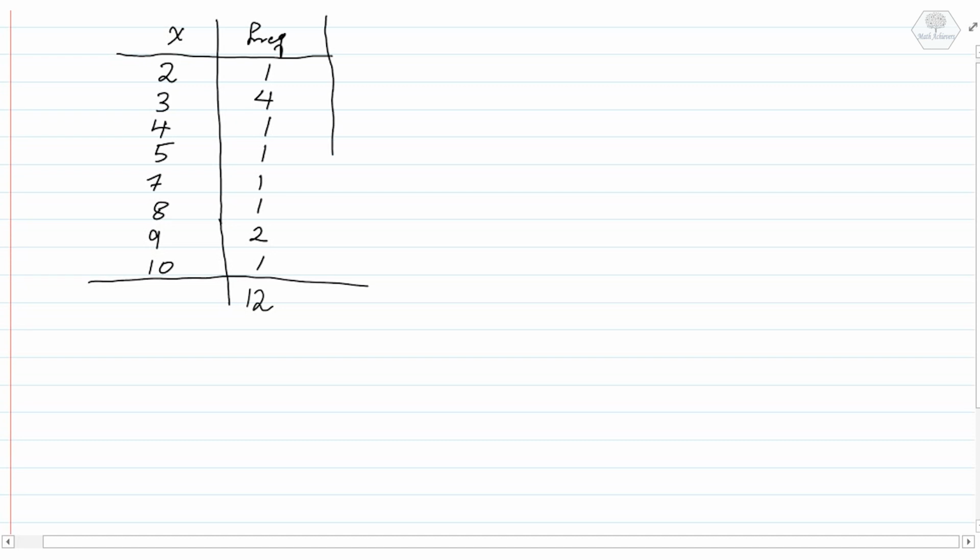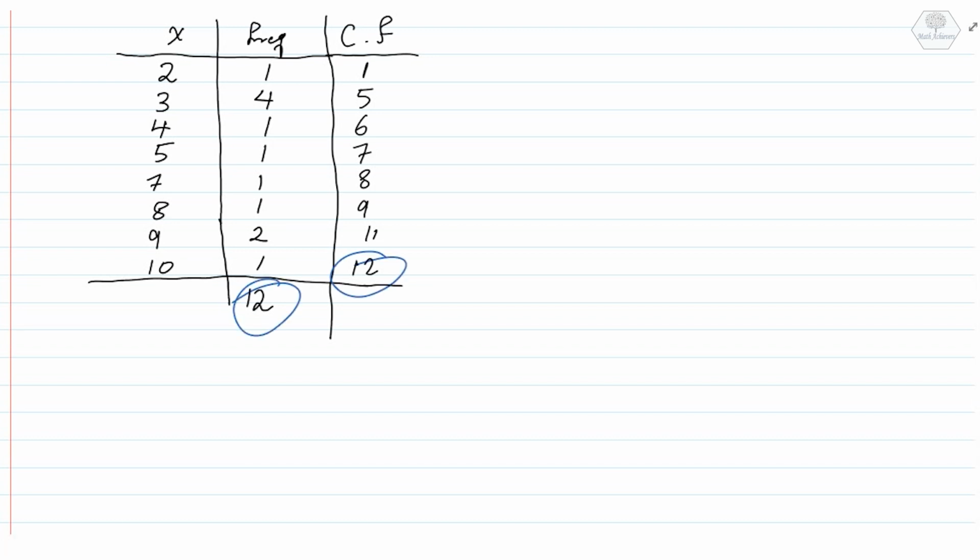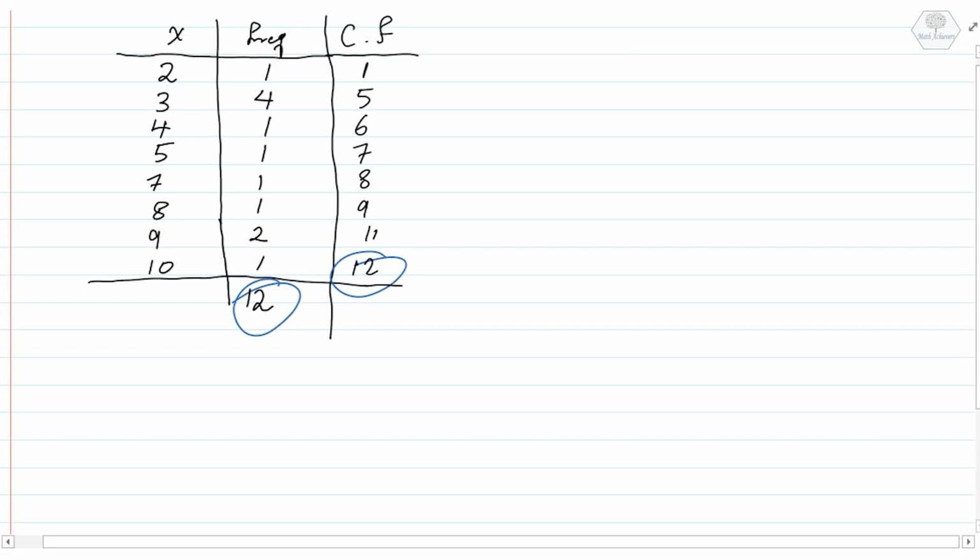I can find the cumulative frequency, which is the sum of individual frequencies. So here I have 1, then plus 4 is 5, 6, plus 1 is 7, 8, 9, this is 11 and 12. You must make sure when making the cumulative frequency that this value is the same as the sum of all frequencies. This is how we can construct a cumulative frequency table.